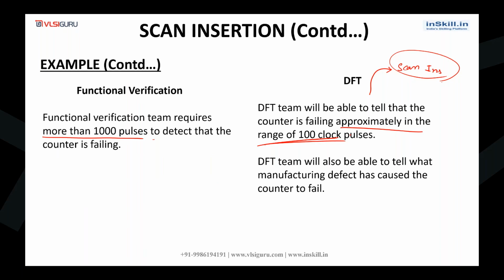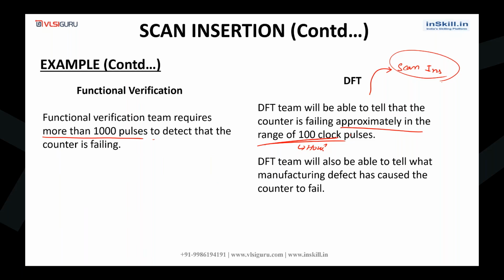We'll try to understand how DFT engineers are able to tell that the counter is failing approximately in the range of 100 clock pulses. All those things we'll understand when we do the DFT advanced course, the regular course. In order to understand this, you first need to know what a scan cell is and how it functions, what a scan chain is, and then the functionality of a scan chain. Only then will you be able to see how we can tell that the counter is failing in approximately 100 clock pulses.